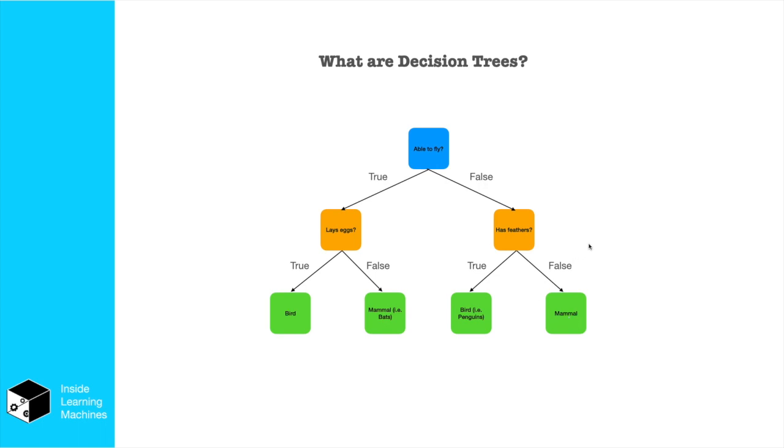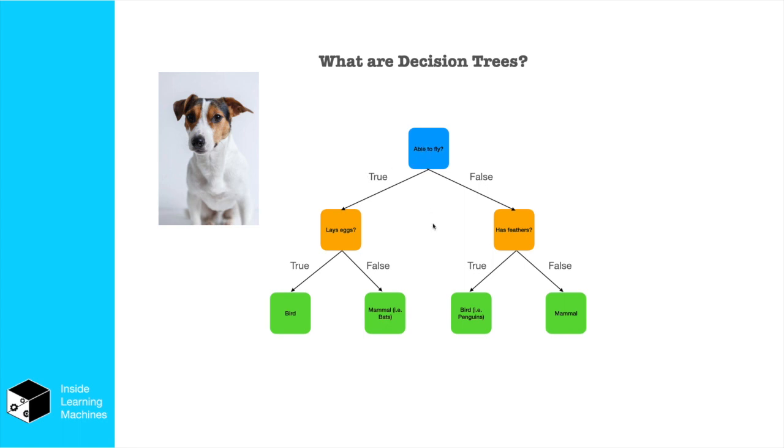So I think this is a fairly straightforward illustration of how a decision tree works. We can now work through a couple of examples. So let's take the case of a dog. Let's work through our decision tree to try and predict whether a dog is a mammal or a bird. So starting at the root node, can a dog fly?